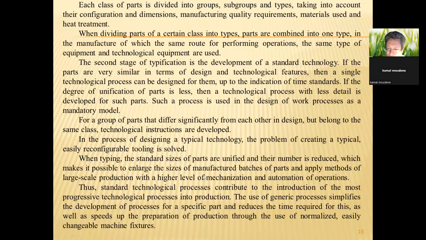The use of generic processes simplifies the development of processes for a specific part and reduces the time required for this, as well as speeds up the preparation of production through the use of normalized, easily changeable machine fixtures.